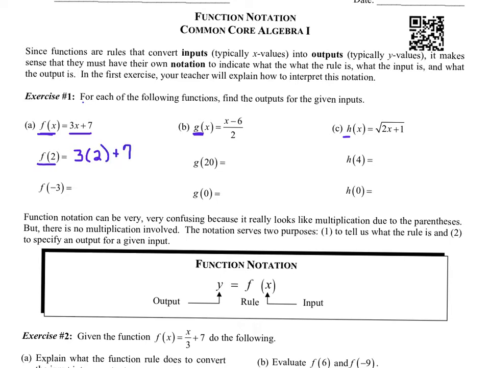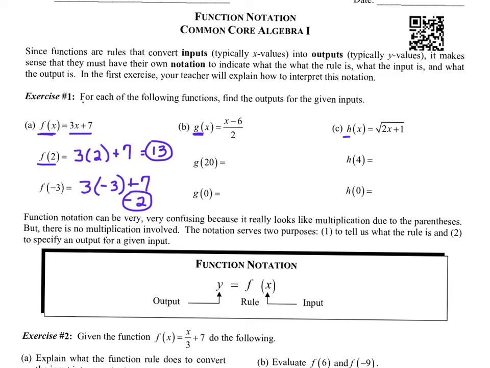3 times 2 is 6 plus 7 is 13. So my answer there is 13. F of negative 3 would be 3 times negative 3 plus 7, which is negative 9 plus 7 would be negative 2, is my answer. So we're evaluating that function at a given value.